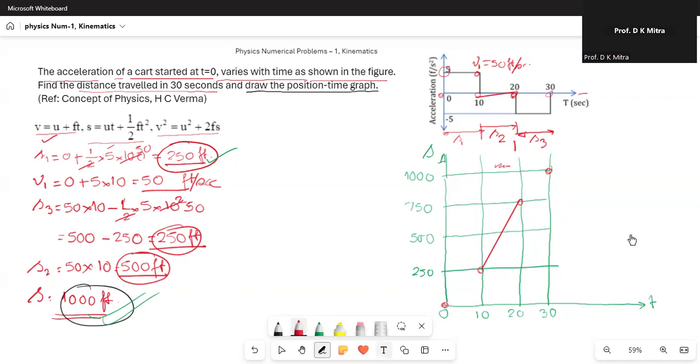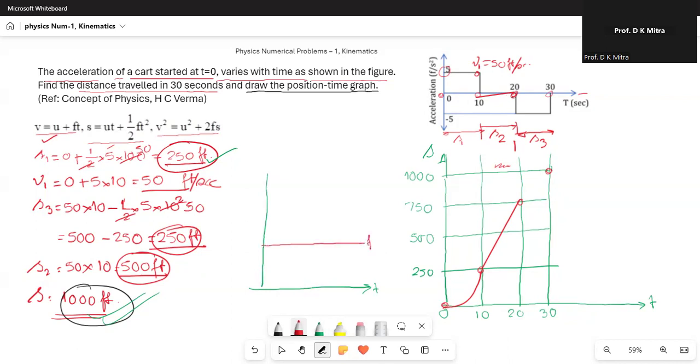Now, what about the first part? In the first part, there is an acceleration. So the displacement versus time curve is a parabolic curve. Now, let me answer why. Why do I say it's a parabolic curve? Let us consider a sample here. This is the time, and let us consider that acceleration is constant.